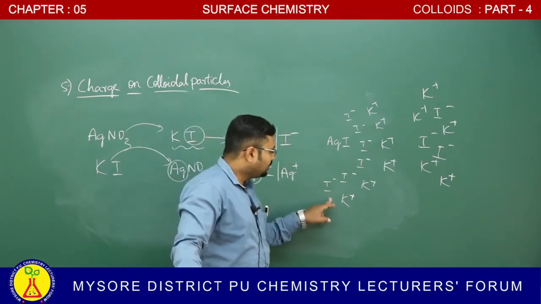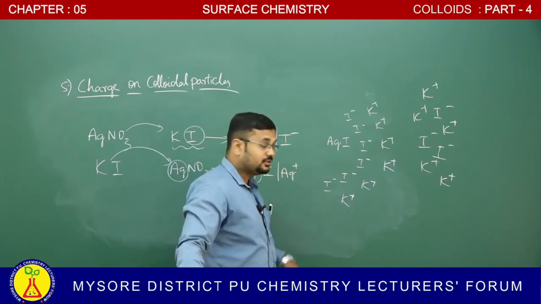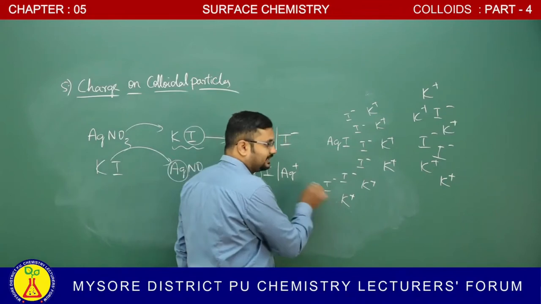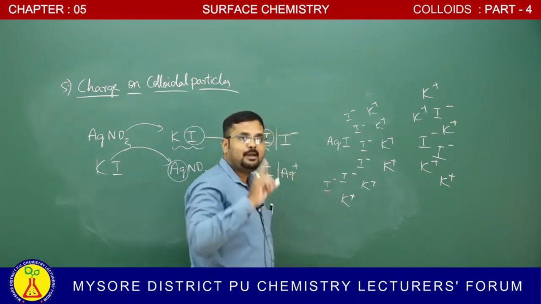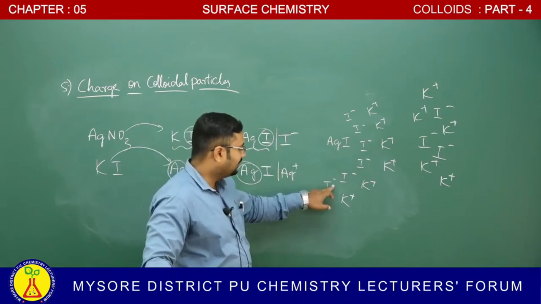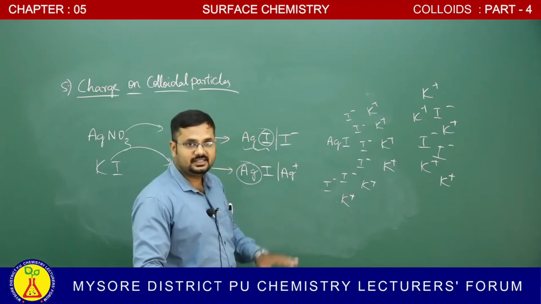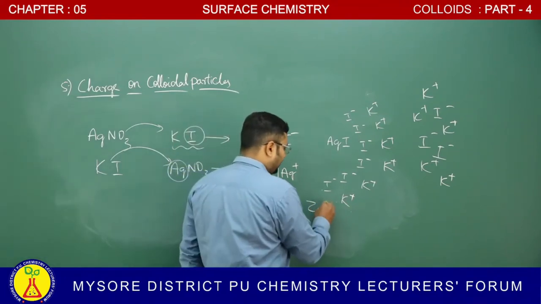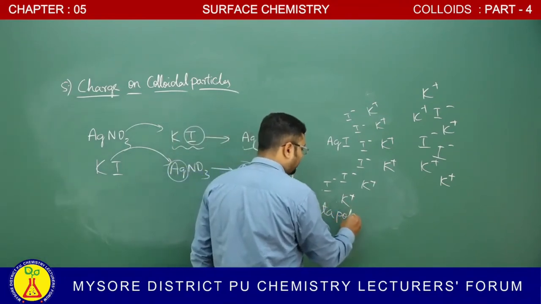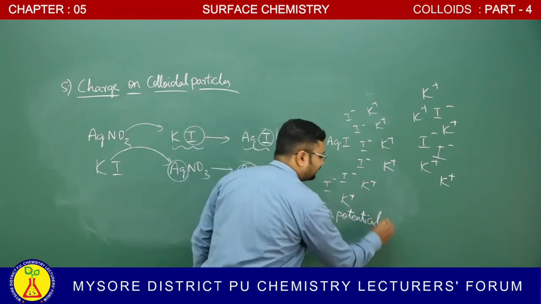So there is a potential difference between these two. Exactly like a capacitor, there is a potential difference between these two layers: here is the negative ion and here is the positive ion. This potential difference between the two layers is called the zeta potential.